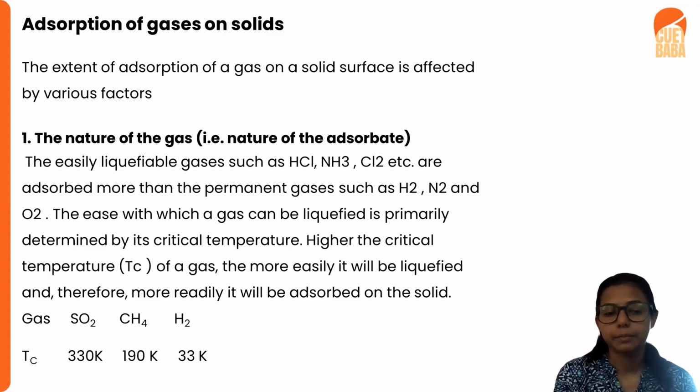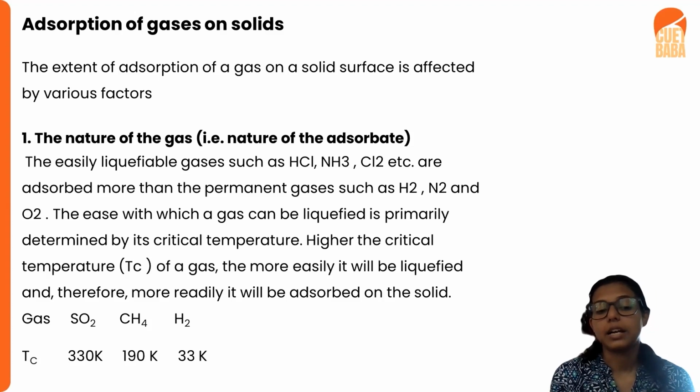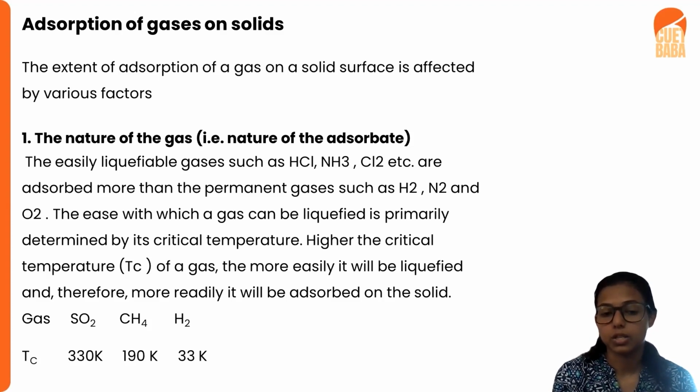Here we can see that sulfur dioxide has a critical temperature of 330 Kelvin, methane has 190 Kelvin, and hydrogen has 33 Kelvin. So sulfur dioxide can be easily liquefied because it has a high critical temperature. But on the other hand, hydrogen has a low critical temperature, so it can easily escape into the atmosphere. It cannot be easily liquefied, so it is difficult to adsorb hydrogen gas on a specific adsorbent.